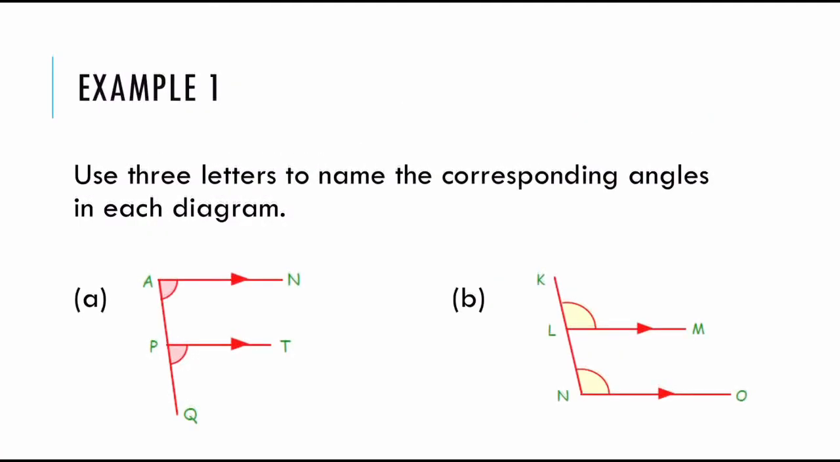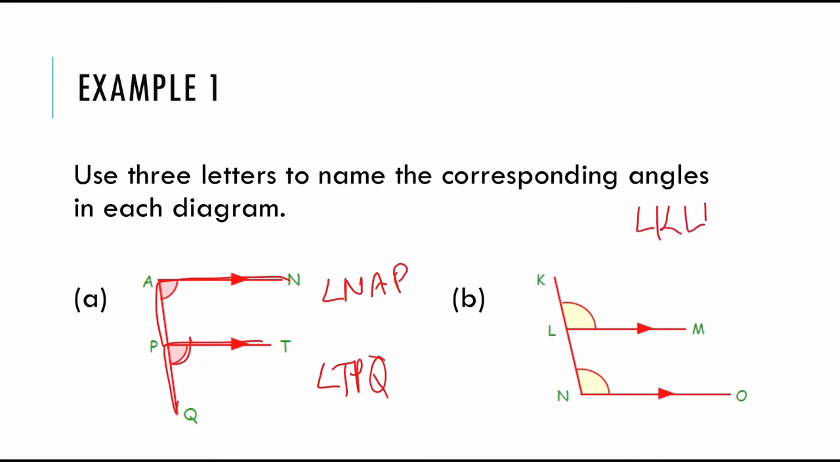Okay, so we can see in example 1 we're asked to use 3 letters to name the corresponding angles. A: angle NAP, this angle here, corresponds to angle TPQ, this angle here. And B: angle KLM, this angle here, corresponds to angle LNO, this angle here.